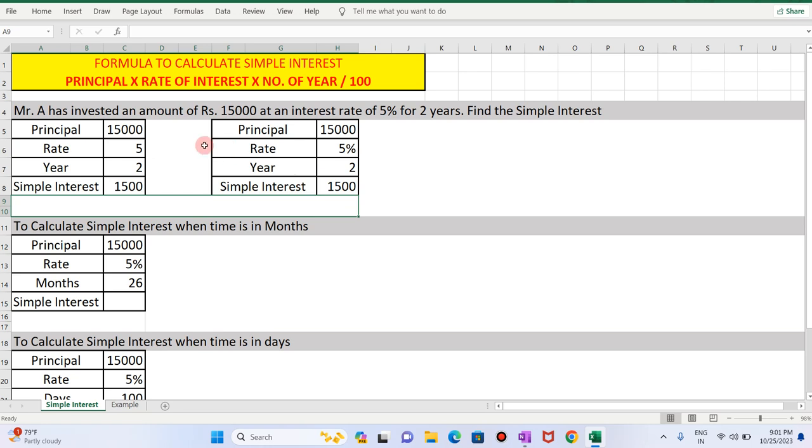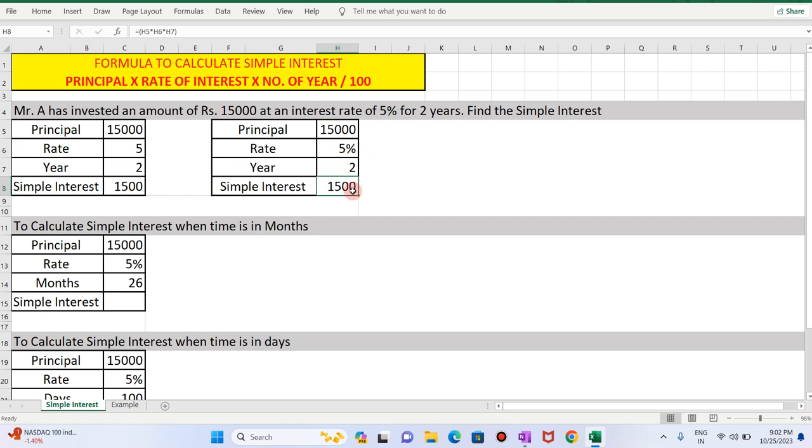The only difference is that in the first method I used equals to principal multiplied by rate of interest, multiplied by 2 years and divided by 100. Here I am not using the division sign. Why? Because in front of the rate of interest I have put the percentage sign.